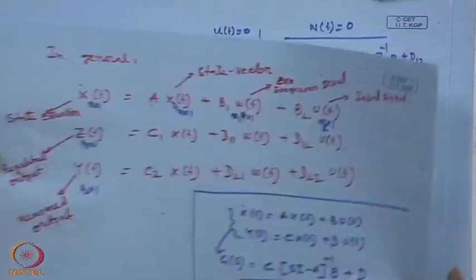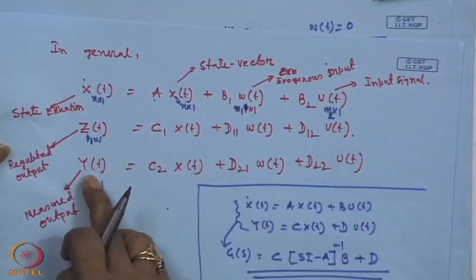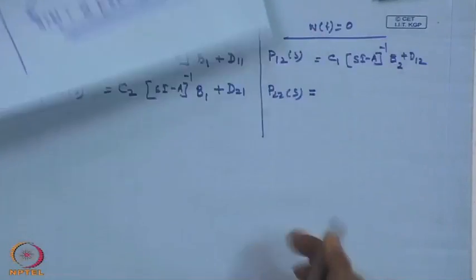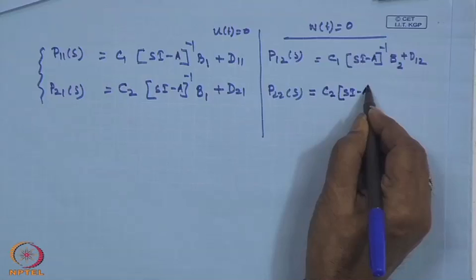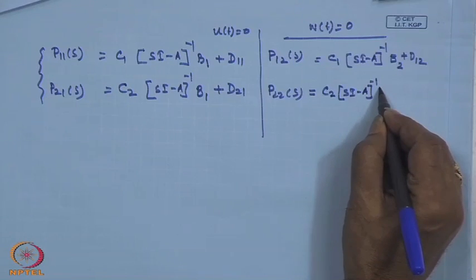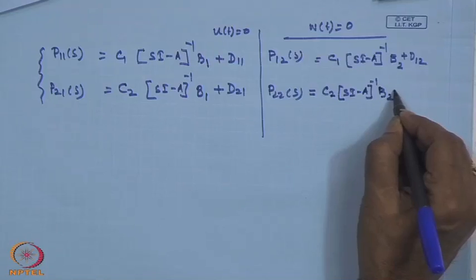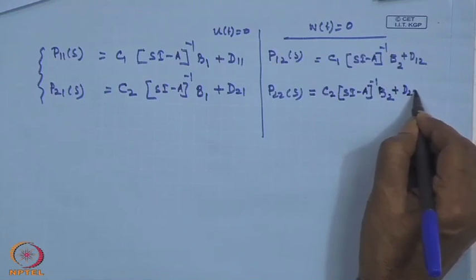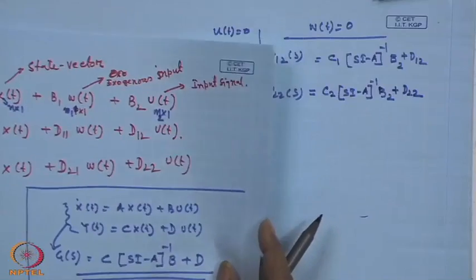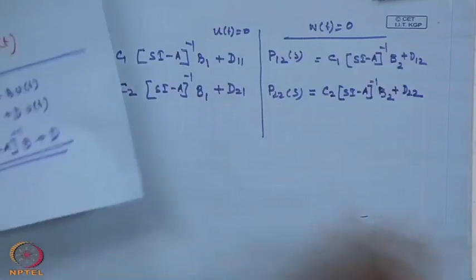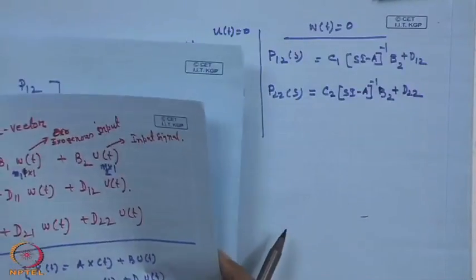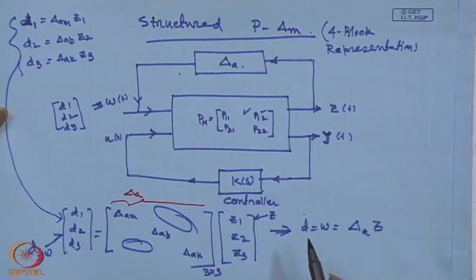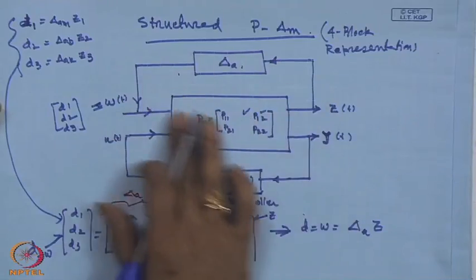Similarly, the transfer function between input and output when w is 0 can again be written as C2 (sI minus A) whole inverse, then your B2, then D22. So, I can easily find out those matrices. These matrices we can easily find out from the knowledge of the state space equation of this system.